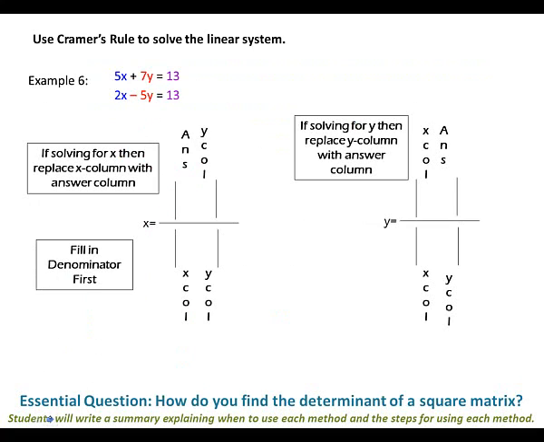The first thing I'm going to do is fill in my denominator. I'm going to take the x column and the y column and fill those into the denominator. I'm not writing the variables, I'm only writing the numbers. So I'm going to write down my 5, 2 first for the x column. Do it with me. Fill in the x column in both denominators. Then I'm going to fill in the y column. If you like the colors, use the colors. I'm not going to use the colors in the second one.